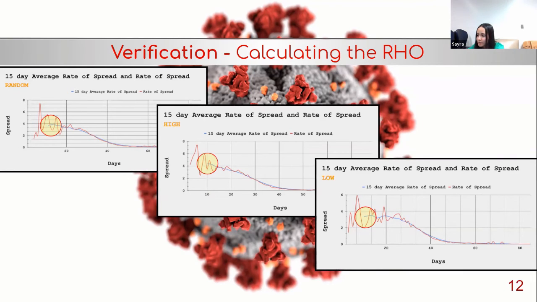So taken together, with all three graphs showing similar findings within our expected range of about 4, the results of these 3 experiments do verify our decision to set infectiousness at 3% because it has a similar R0, or in other words, rate of spread, to COVID-19 in the real world.